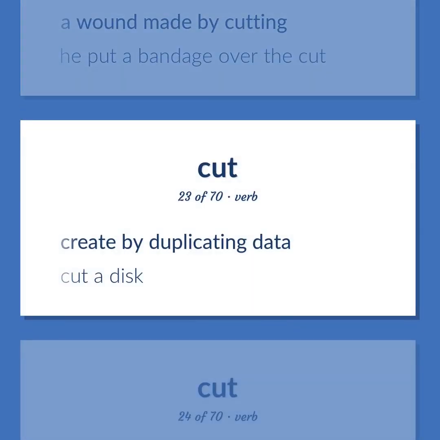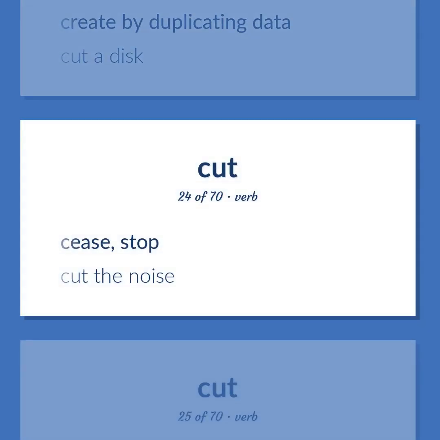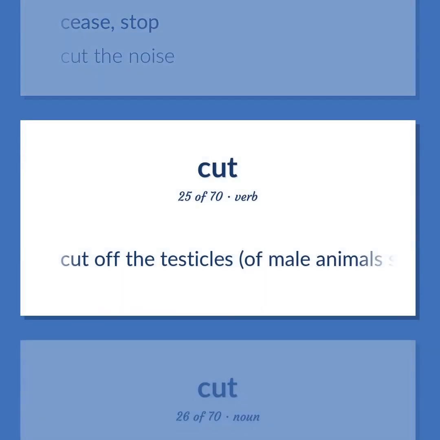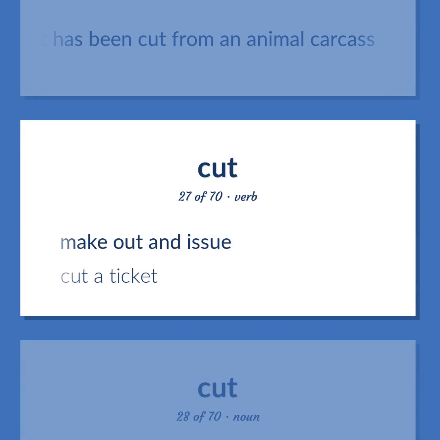Create by duplicating data. Cut a disk. Cease, stop. Cut the noise. Cut off the testicles of male animals such as horses. A piece of meat that has been cut from an animal carcass. Make out an issue. Cut a ticket.